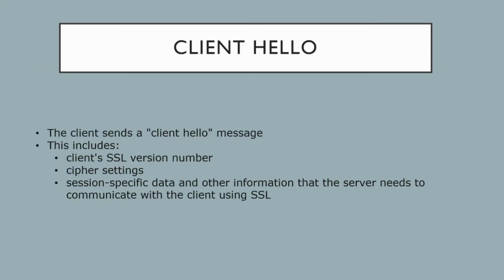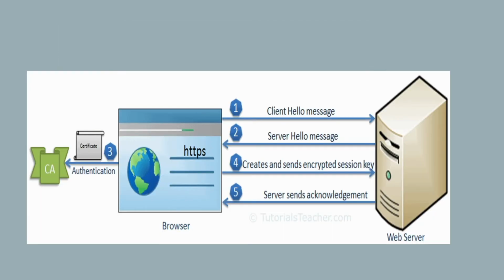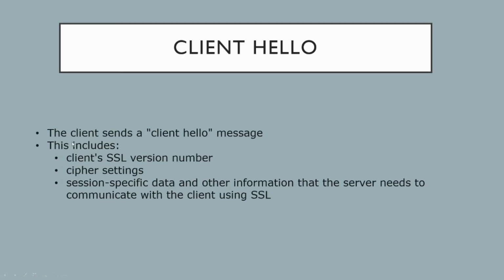The first one is client hello. In the first step, the client sends a hello message to the server. This hello message includes the client's SSL version number, cipher settings, the ciphers supported by the client, and some session specific data and other information needed to establish SSL communication. That's the first step, client hello.